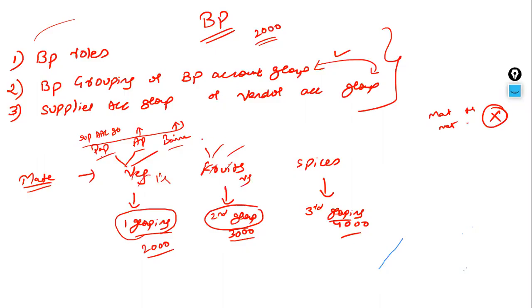So in vegetables you have beans, carrot, and radish. For this you have one vendor. For this you have one vendor. For this you have one vendor. Whenever you select 3000, you will be able to see only these three. Okay, this is the categorization you are doing in BP grouping and supplier account group, vendor account group. So this plays an important role.